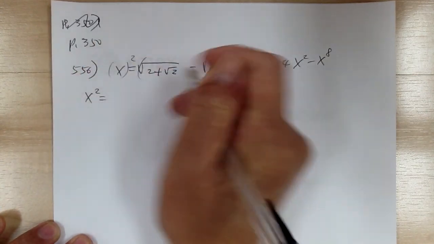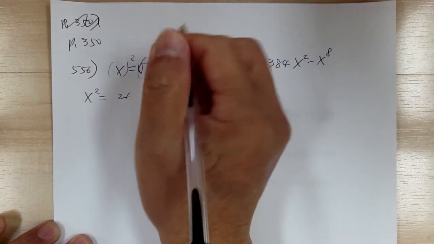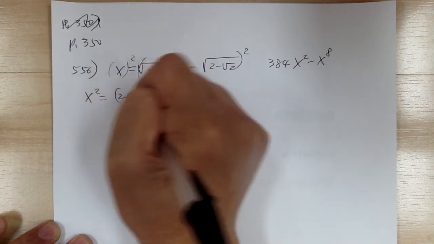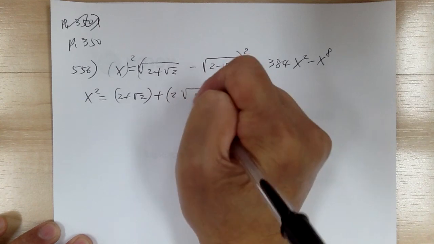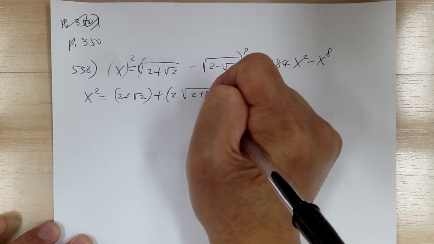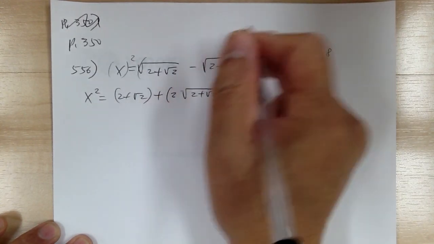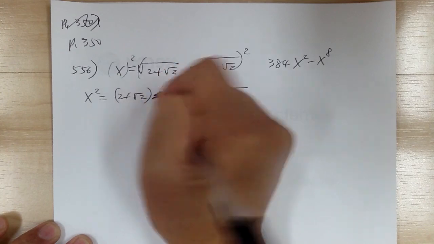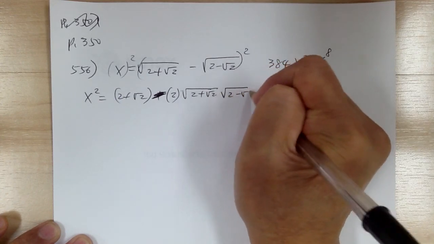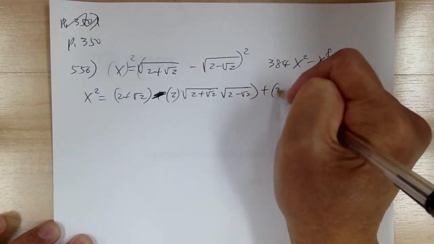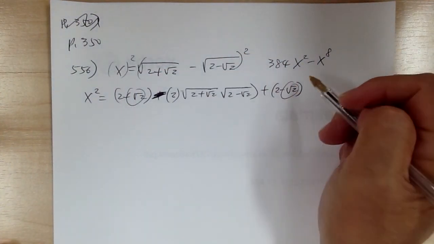So you get x squared equal to, when you square both sides, you square that, you get 2 plus the square root of 2. And then the middle term would be plus 2 times the square root of 2 plus the square root of 2, or there's a minus, so it would be minus 2 times this, 2 minus the square root of 2, and then you square that, so plus 2 minus the square root of 2. Okay, so notice that this will cancel out.